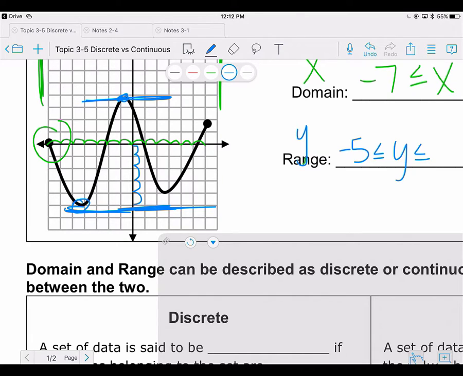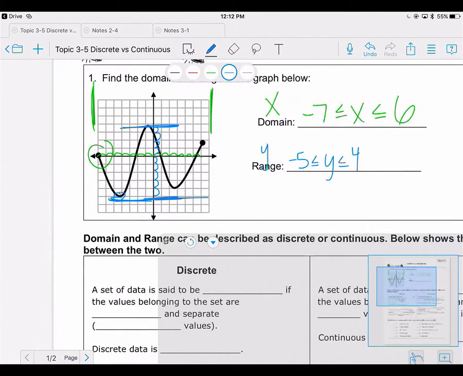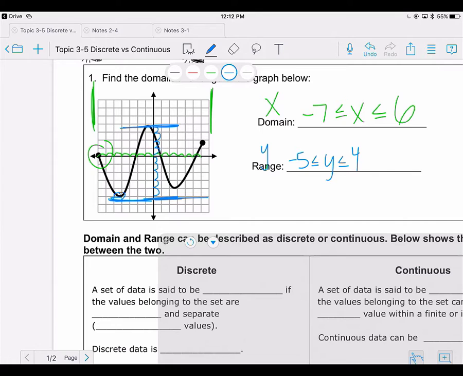Same thing up at the top with this Y. There is a value up there, and it's at 1, 2, 3, 4. So the domain is my X's from left to right. My range is my Y's from bottom to top.